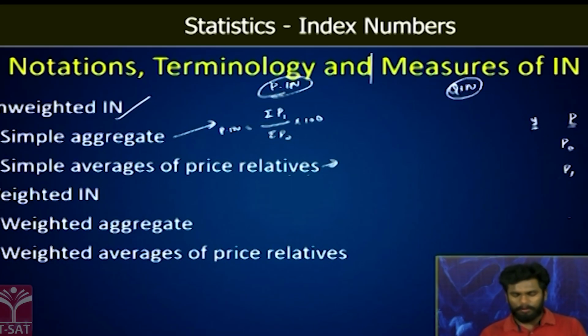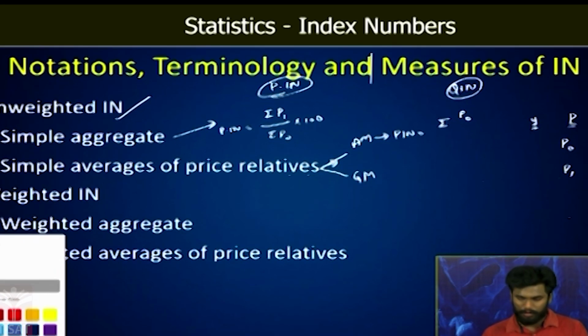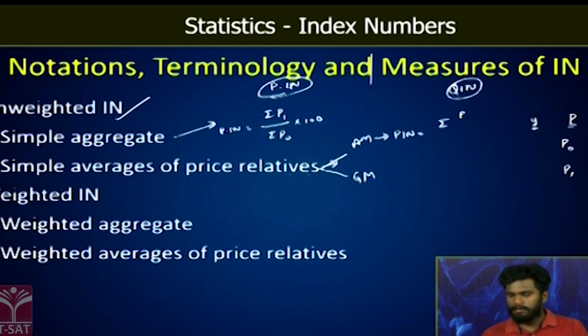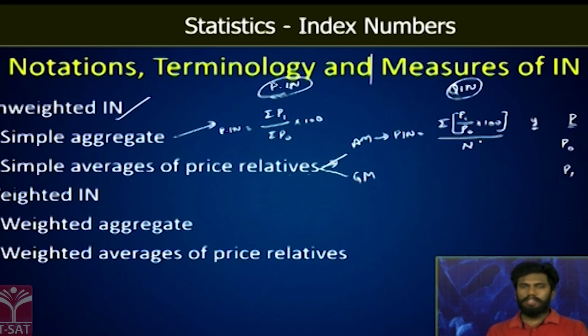Next, simple average of price relatives. Here again we have two types: simple average using arithmetic mean and simple average using geometric mean. The formula for the simple average of arithmetic mean is given by: price index number is equal to summation of P1 by P0 into 100, divided by n. N is the number of values we are considering.